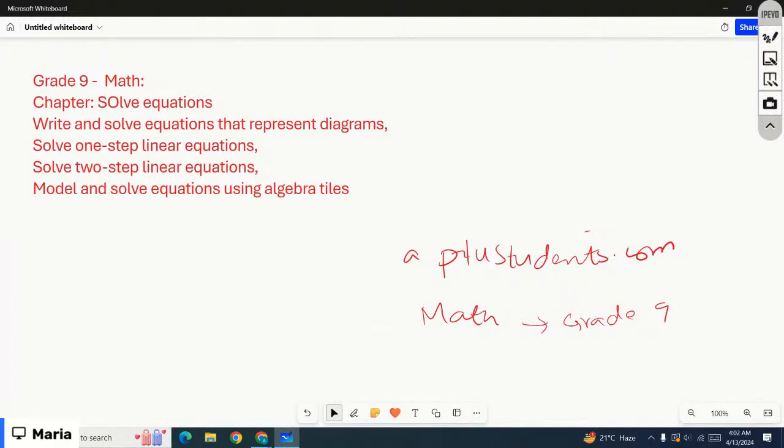Solve equations. The lessons we're going to cover from the chapter are write and solve equation that represents diagrams, solve one-step linear equations, solve two-step linear equations, solve and model equations using algebra tiles.